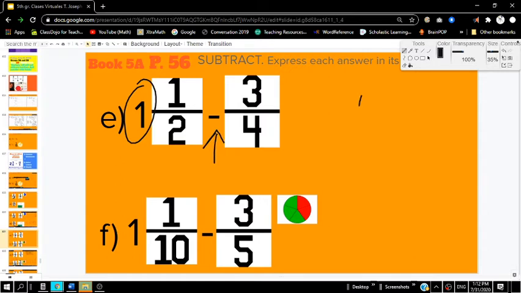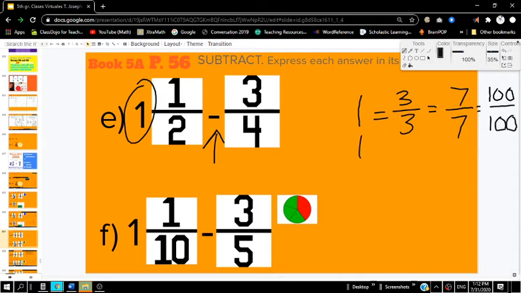Well, I know that 1 is the same thing as any number over itself. It could be 3/3, it could be 7/7, it could even be a number as big as 100/100. And in fact, all of those equal 1. So it's not really bigger or smaller. So if we know that any number over itself equals 1, we can convert that whole number into a fraction.